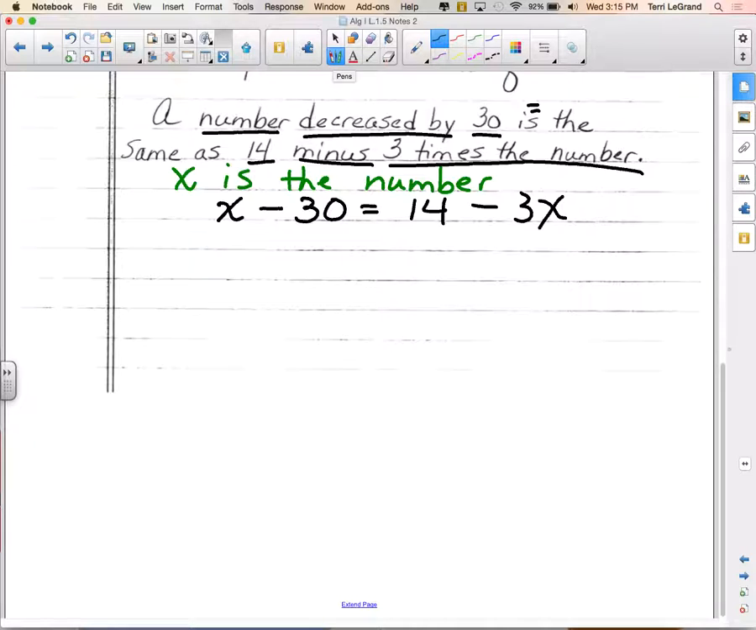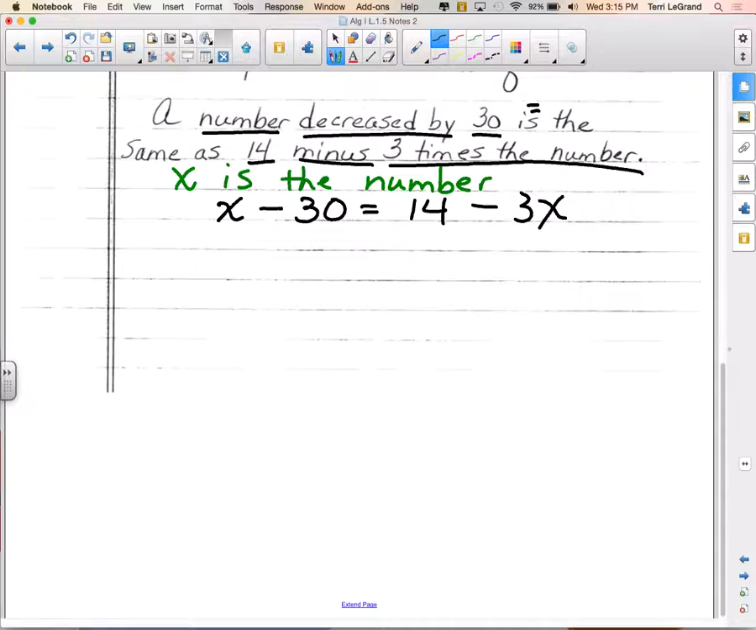We have to be really careful, especially with subtraction, that's a tricky one. When they use the words decreased by, like this one did, or the word minus, they go exactly in the order that it says. A number decreased by 30 is x minus 30. If they use the word minus, it goes exactly in that order: 14 minus 3x, 3 times the number.